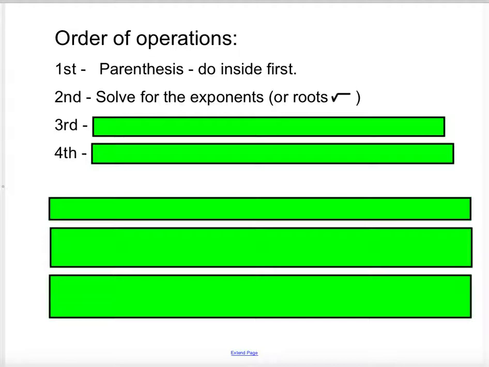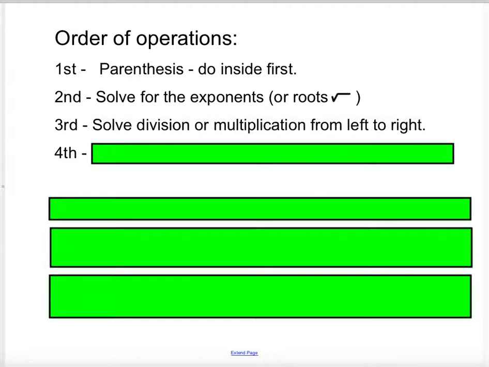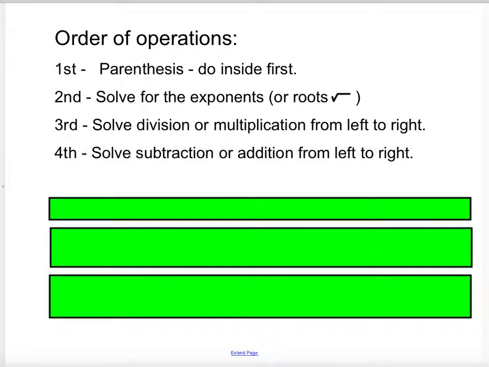Once you've done what's in parentheses, once you've solved your exponents and or roots, then you would do division or multiplication from left to right, followed up with finishing the problem by doing subtraction or addition from left to right, whichever comes first. So those last two, the third and fourth step, you would do multiplication or division, whichever comes first, from left to right, and then mop up or clean up the problem doing the subtraction or addition from left to right, whichever comes first, okay?